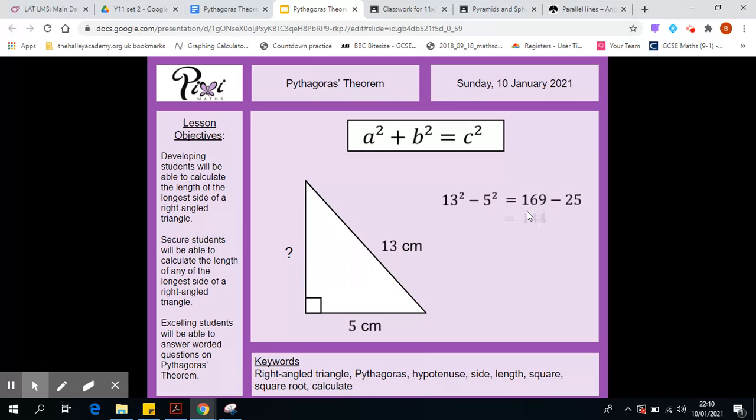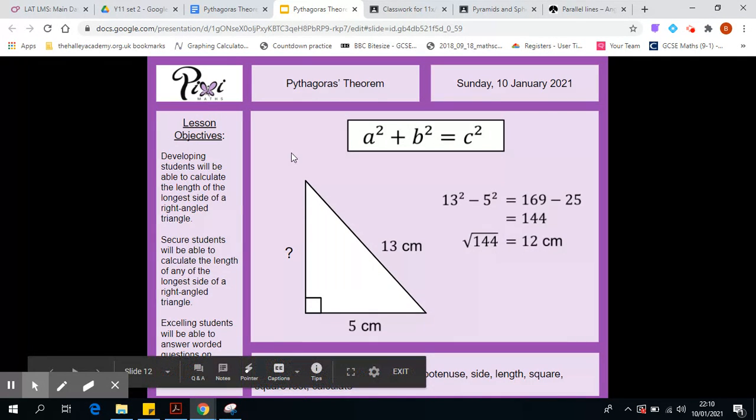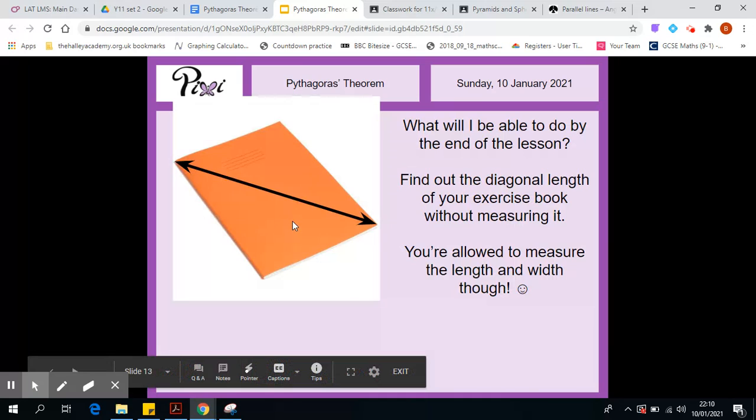13 squared is 169, take away 25, which gives us 144. Square root of 144 is 12 centimeters. The length of the missing side is 12 centimeters.